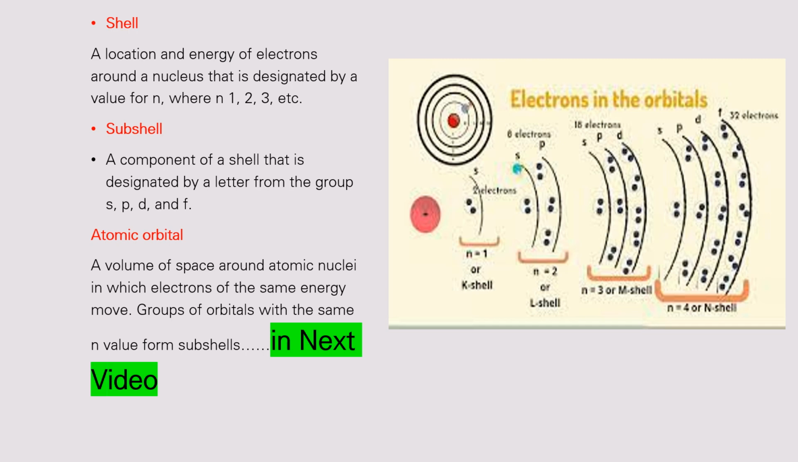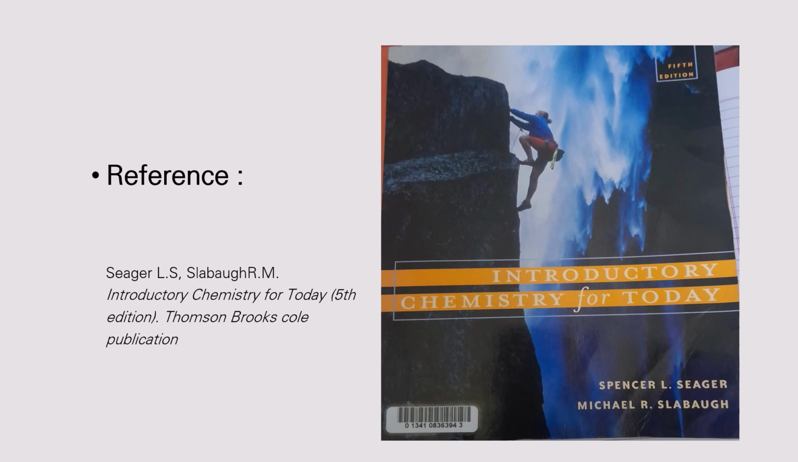An atomic orbital is the volume of space around the atomic nucleus in which electrons of the same energy move. We will discuss these kinds of shapes in the next video. For the moment, I use this book as a reference.